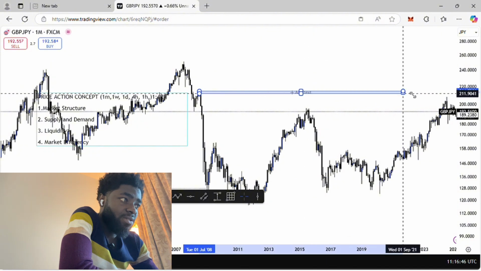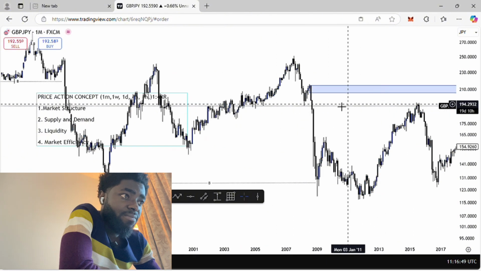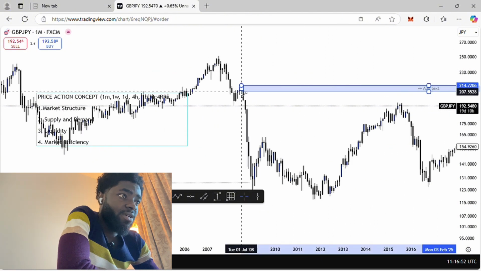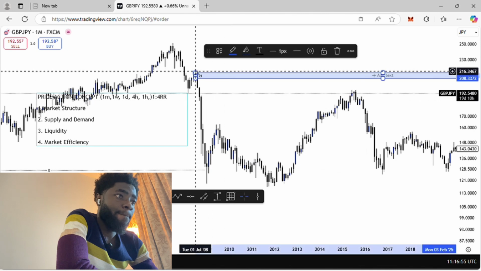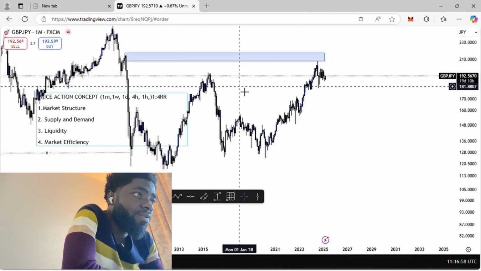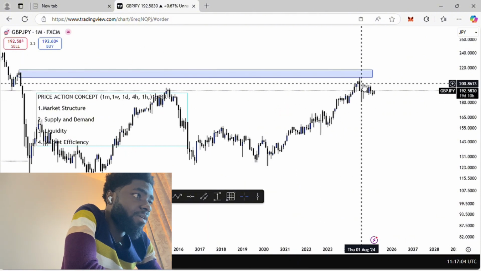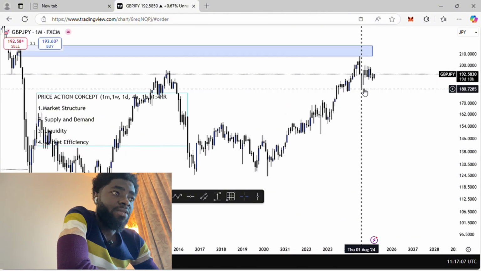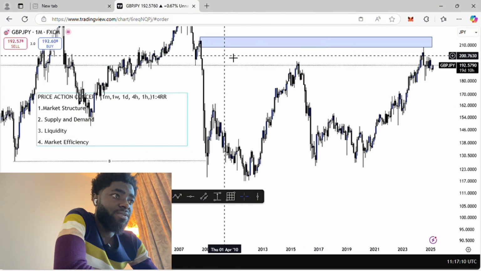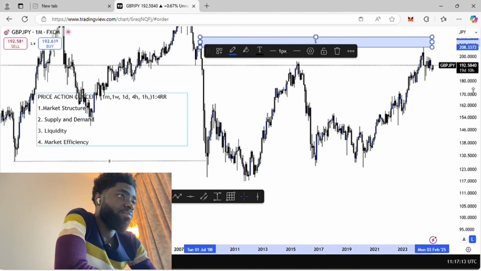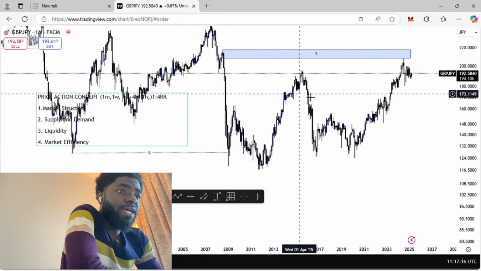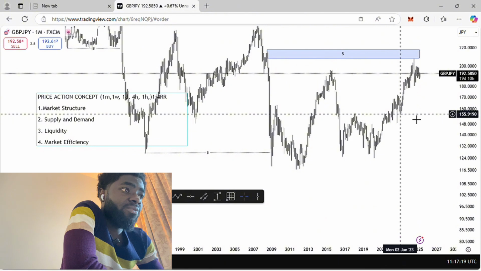It needs to be marked. On the monthly time frame, we have our supply zone marked. When price got to the supply zone, you see the movement it made gave us a huge move to the downside. So now we are done marking our supply zone. And then we have to look for our liquidity.